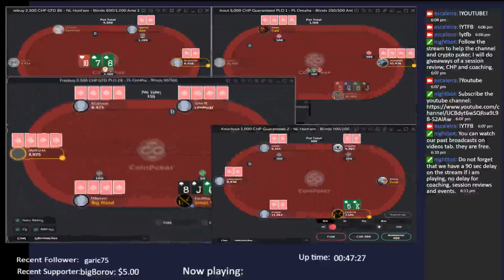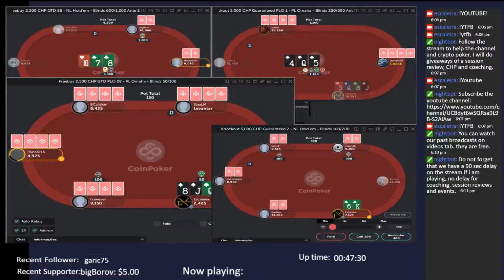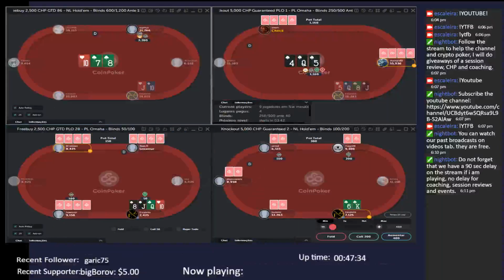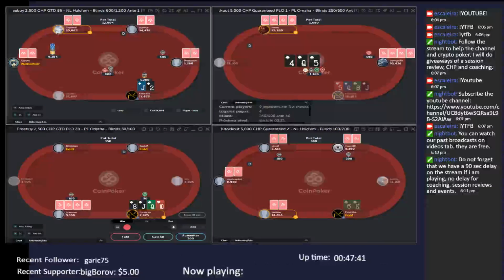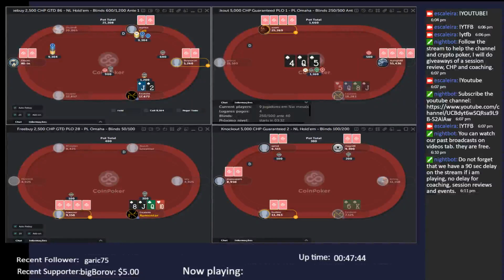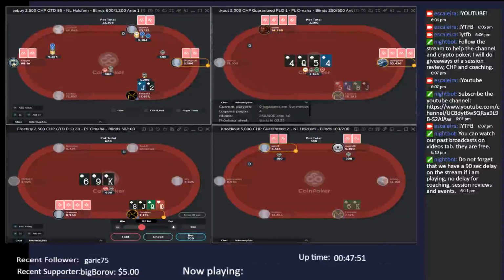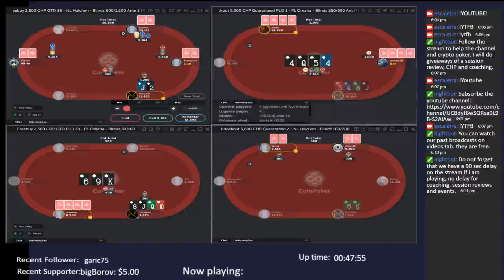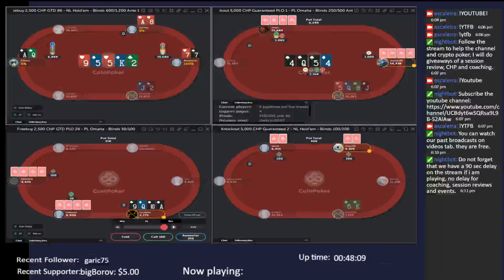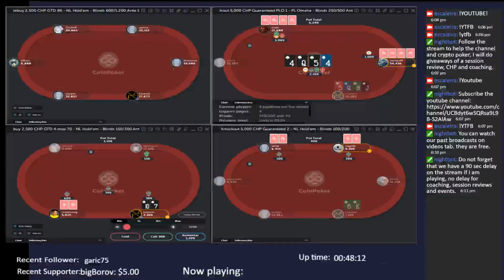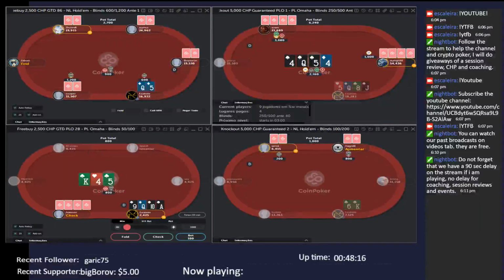So I have here another tournament, and I'm going to put this one nearby, like we have 5 tournaments playing, and we must be very quick to play these 5 tournaments. We need to make our decisions as quickly as we can to not get blinded out. Fold.